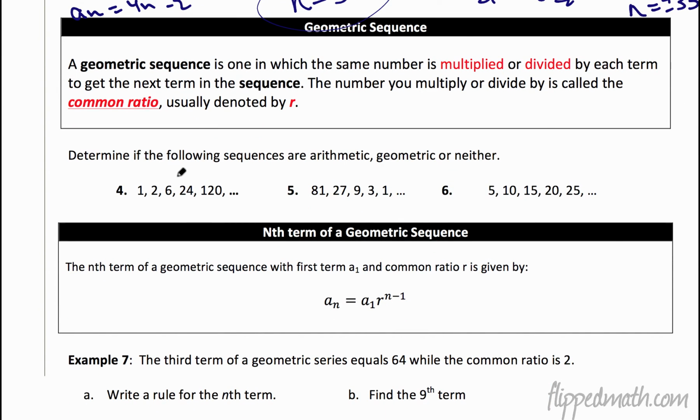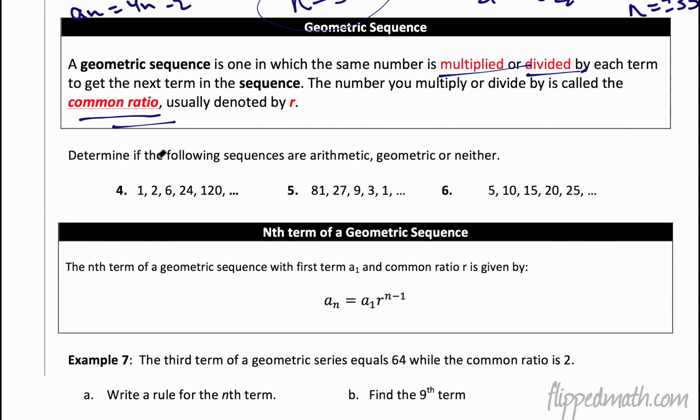Let's move on. Geometric sequence. A geometric sequence, very similar to arithmetic. The only difference is we're multiplying or dividing, which, remember, division is just multiplying by a reciprocal. So basically, you multiply or divide, that's called a geometric sequence, and we don't call it a common difference anymore, we call it a common ratio. So determine if the following sequences are arithmetic, geometric, or neither.